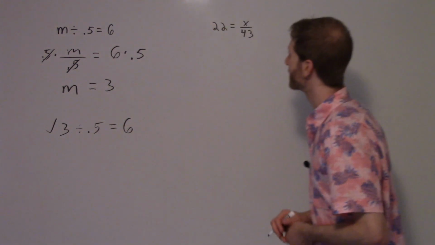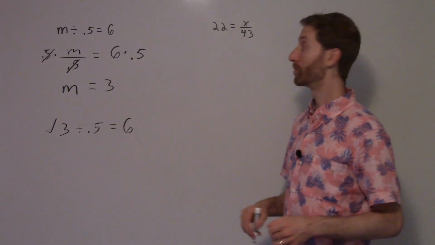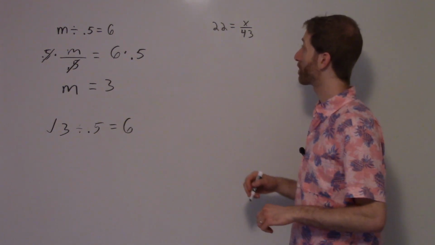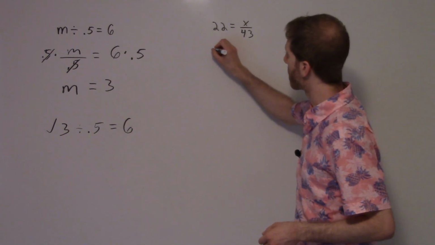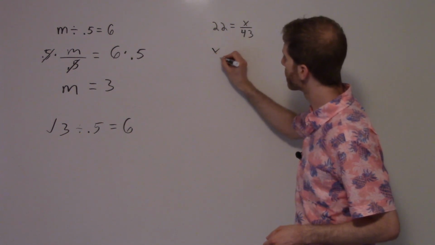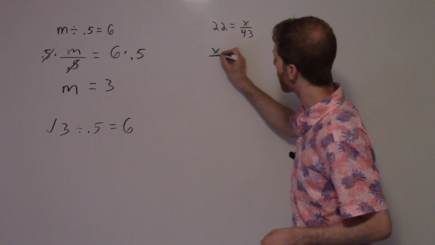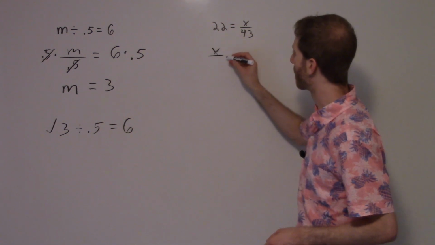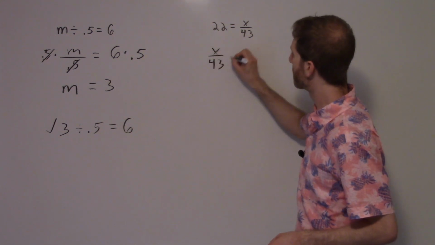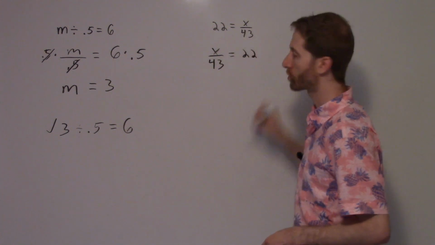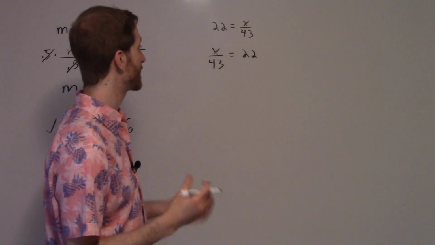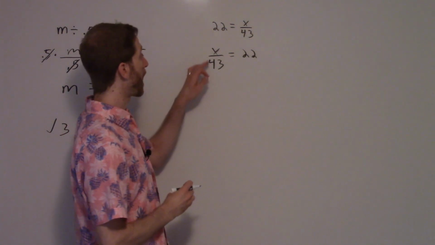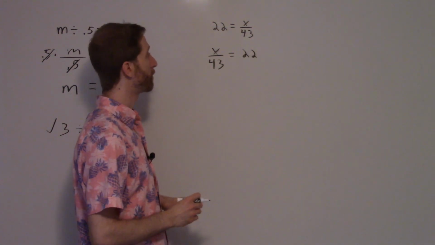Cool. All right, so the next problem: 22 is equal to x over 43. Some people don't like the way that's written, so you can always switch things up and write it as x over 43 is equal to 22. So switching the order of the equation, as I'm switching how I'm writing on the board, does not change what we're doing.